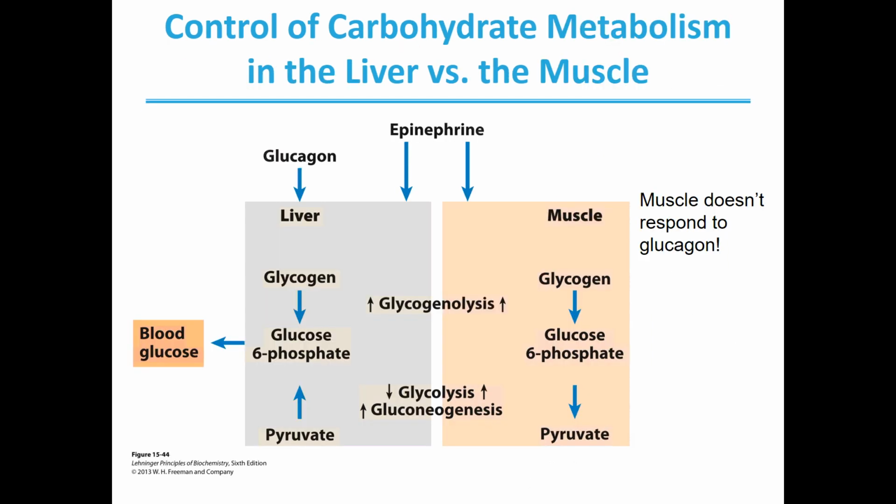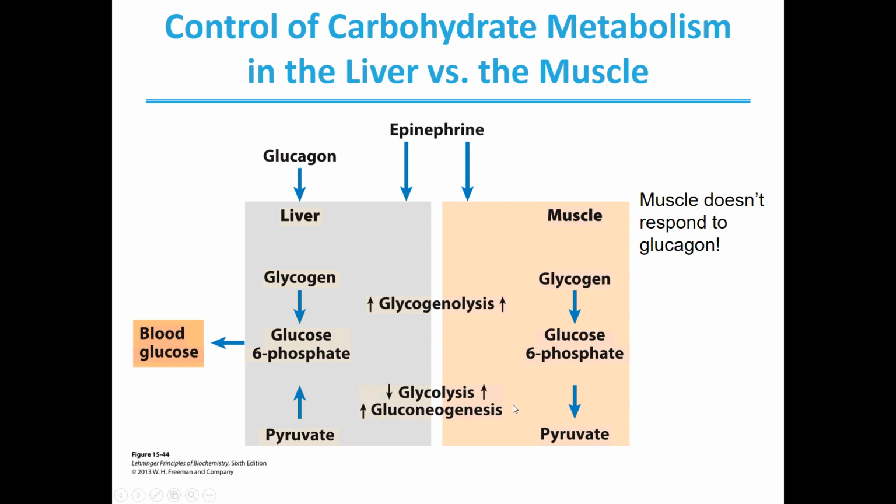So let's compare that to what goes on in the muscle. The muscle doesn't respond to glucagon, but the muscle does respond to epinephrine. So we'll see, in the liver, in the presence of glucagon and epinephrine, increased breakdown of glycogen. Remember, both of these signal I need glucose. So the liver breaks down glycogen, and the muscle breaks down glycogen. The liver is going to slow glycolysis, but increase gluconeogenesis. The liver is the only place where we can do this gluconeogenesis.